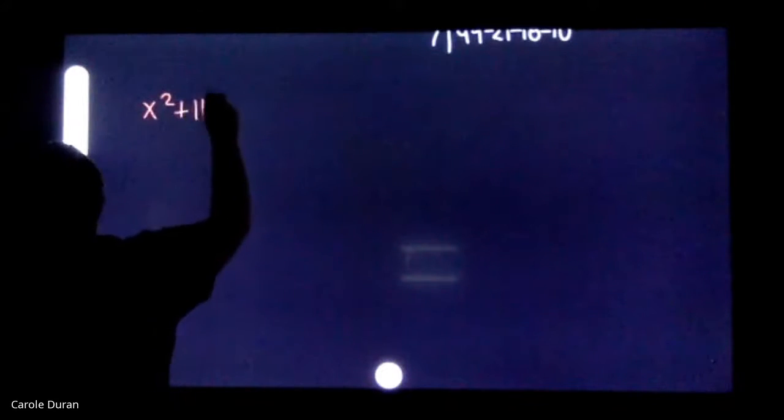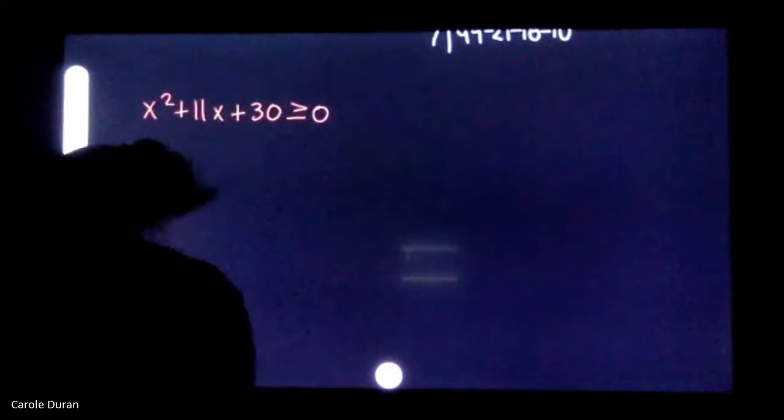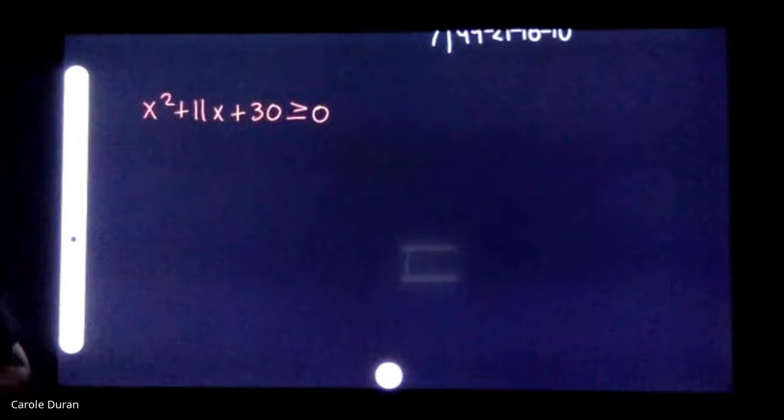So the next one I'd like to do is x squared plus 11x plus 30 is greater than or equal to 0. This one already has all of my terms over on the left-hand side, so all I have to do is factor it. I'm looking for two numbers that multiply together to get 30 and add together to get positive 11. Who thinks they know what they are?